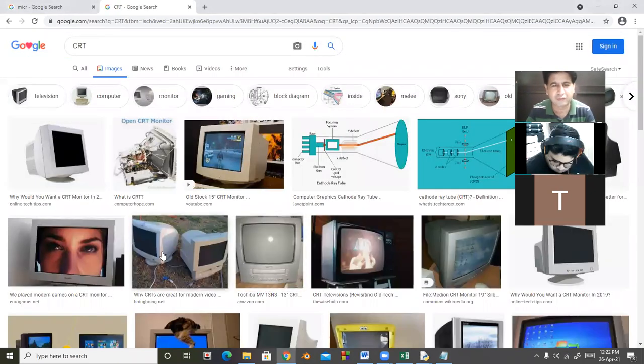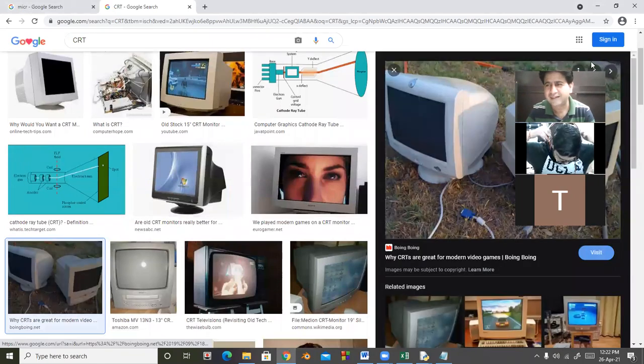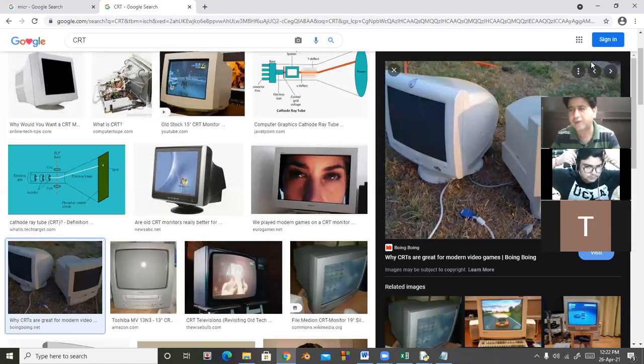Look at this type of screen. These are called CRT, cathode ray tube, just like an old type of TV set. In this we use cathode rays. So it is a very old technology.